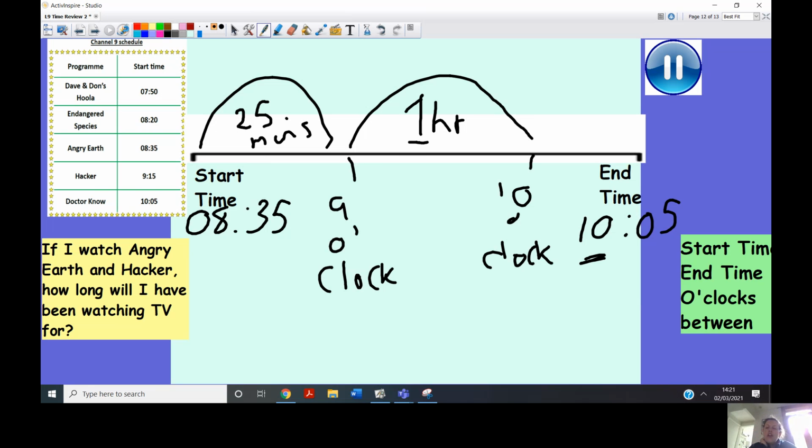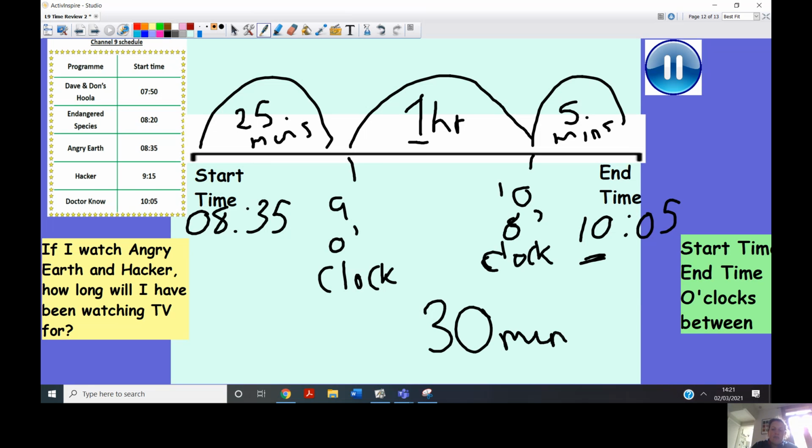Then how many minutes is it from 10 o'clock to 10:05? It is 5 minutes. Let's add this all together. 25 add 5 is 30, add an hour is 1 hour 30. So with those two programs, you would have been watching TV for 1 hour and 30 minutes. Break it down, use your o'clocks, and it should all make sense.